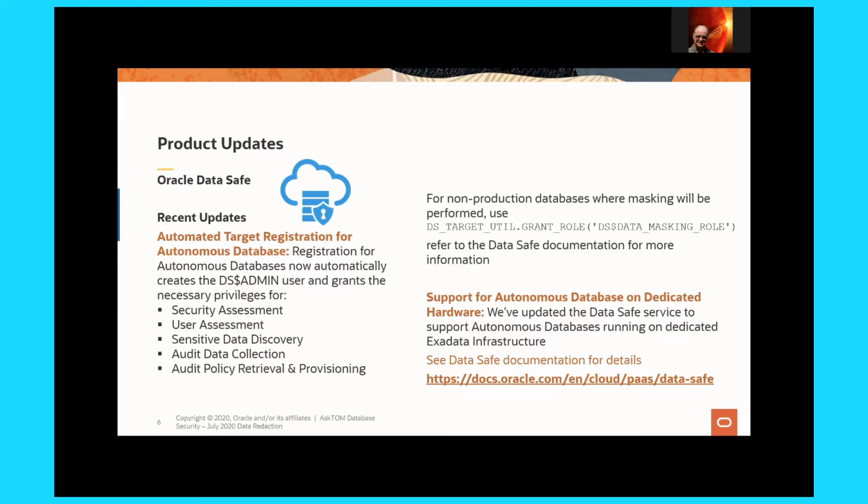We've also expanded the databases you can use DataSafe with. We added support this week for Autonomous Database on dedicated Exadata infrastructure. This is using private endpoint. You may remember we talked about that a couple of months ago. But you are now able to work with Autonomous Database both on the shared infrastructure and on the dedicated infrastructure. I've got the link to the documentation for that on screen if you're interested in seeing it.